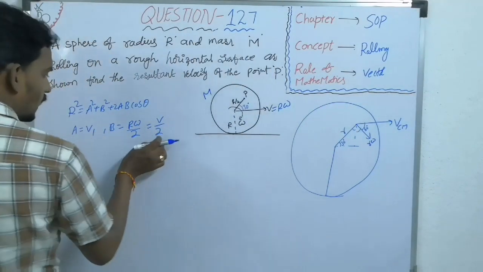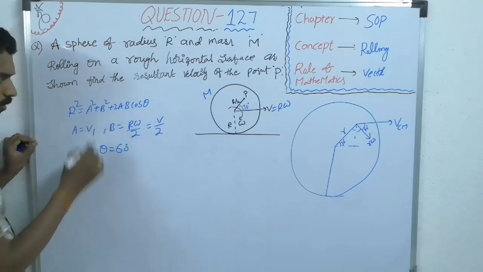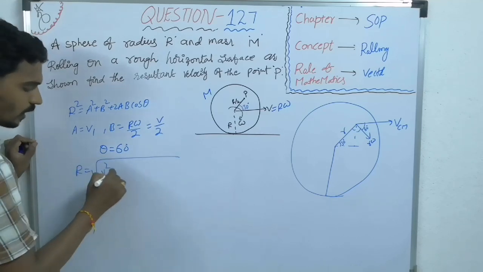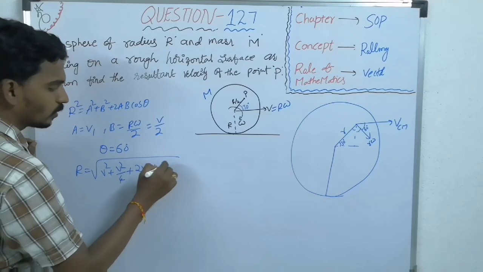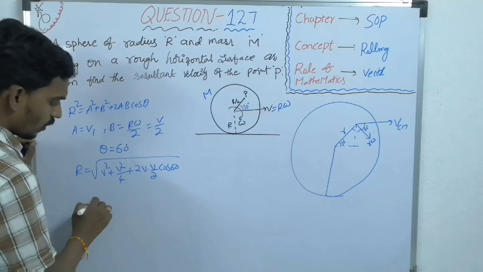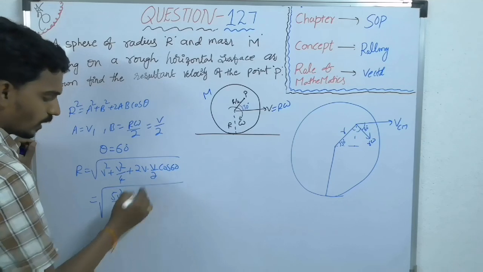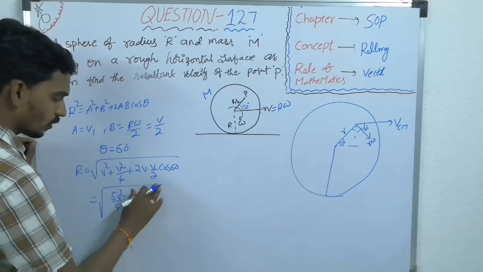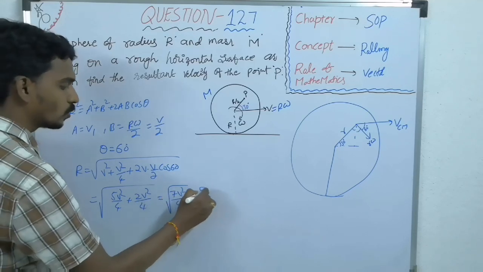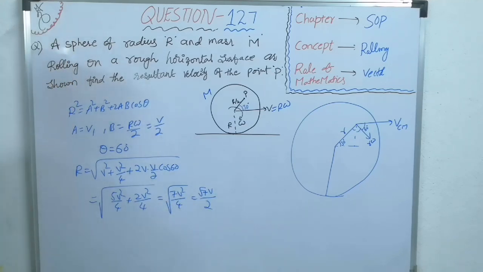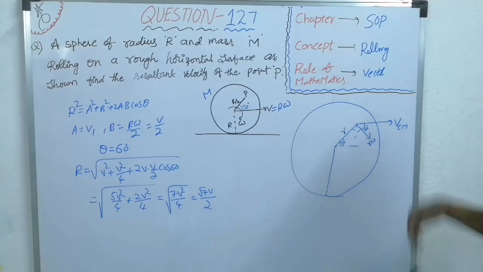Now the resultant of v and v by 2 at an angle of 60 degrees. So R equals under root v square plus v square by 4 plus 2v into v by 2 into cos 60. Now that is equal to under root 5v square by 4 plus, this is 1 by 2, so 2v square by 4. Now if you take the LCM, 7v square by 4, that is root 7 v by 2. So what is the speed of that given point? Root 7 v by 2.